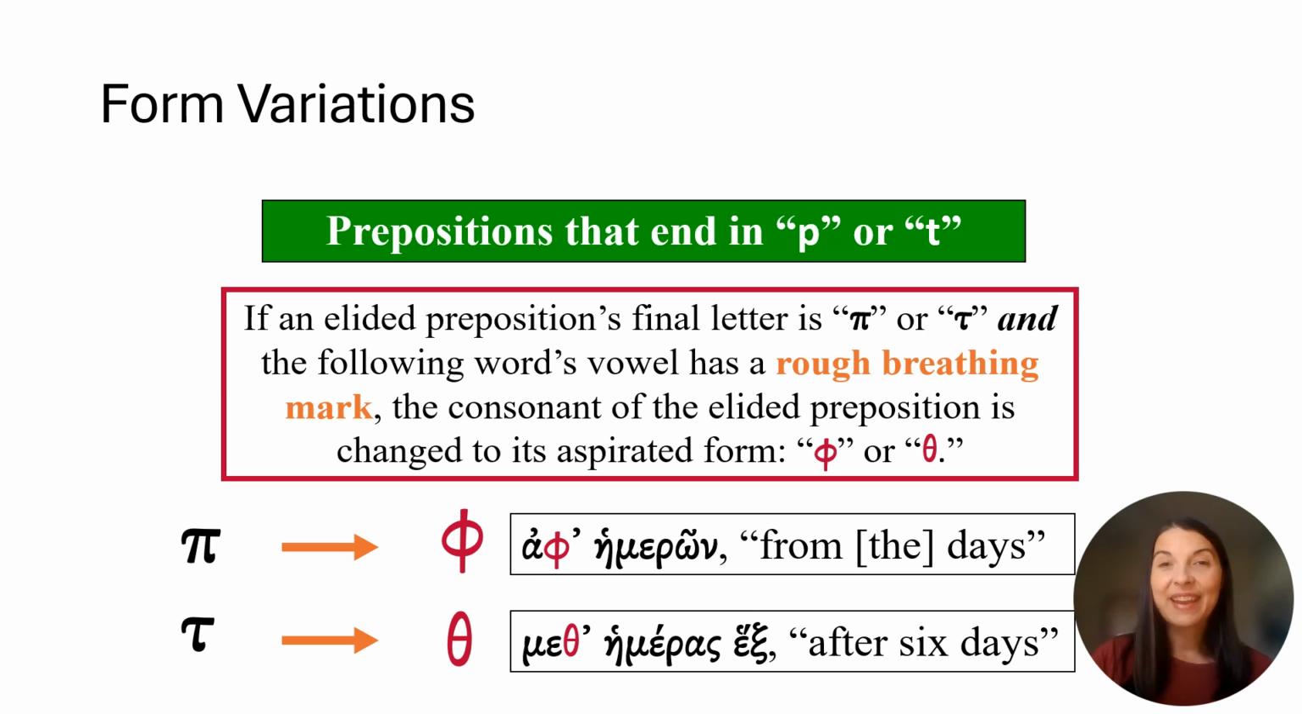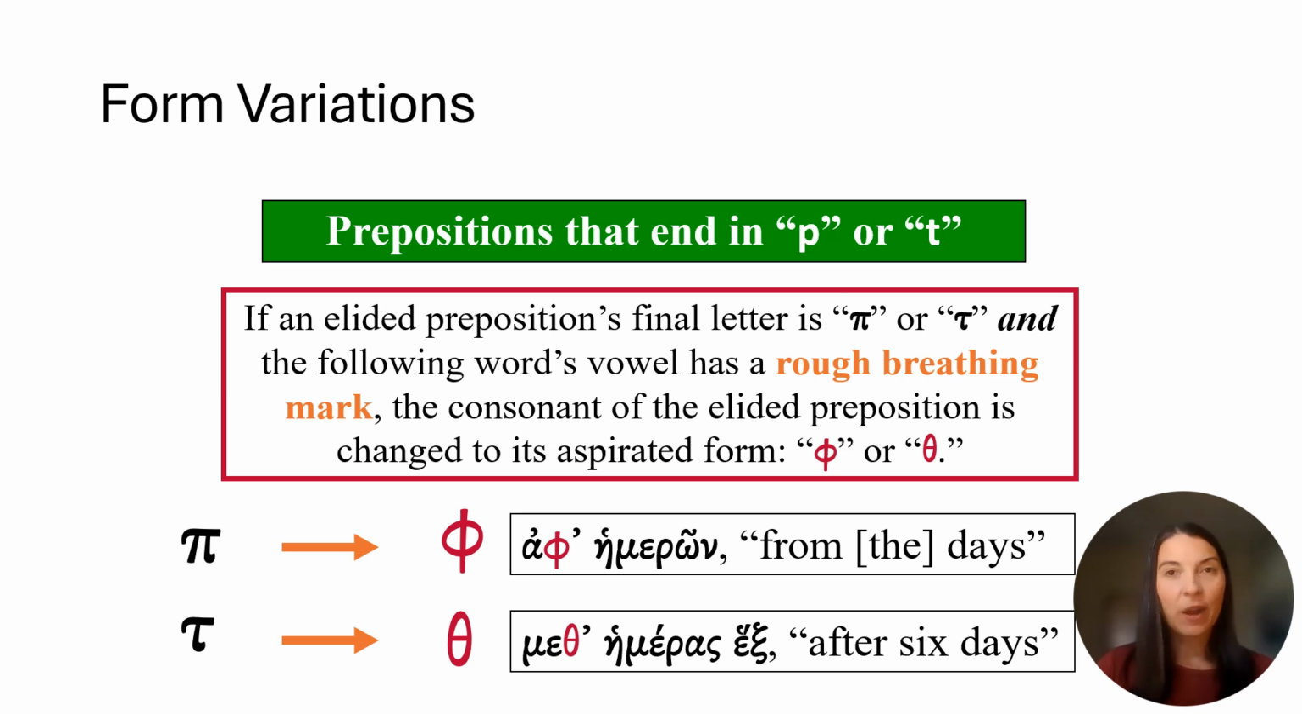For prepositions that end with a P or T sound, they will change as well. If an elided preposition's final letter is a pi or a tau, and the following word has a rough breathing mark, then the consonant of the elided preposition is going to change to its aspirated form. So a P goes to phi, as in af' hemera, and the tau goes to theta, meth' hemeras.